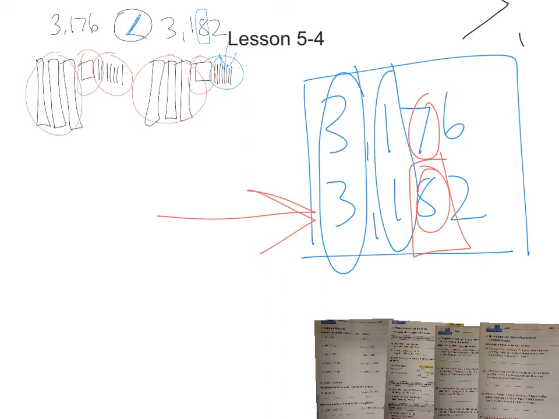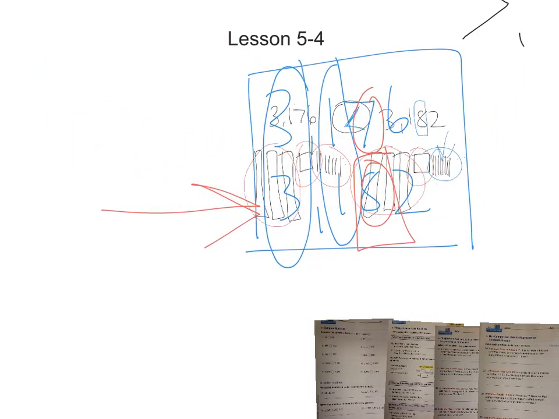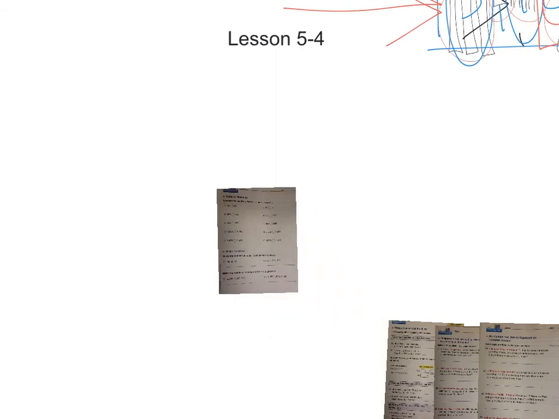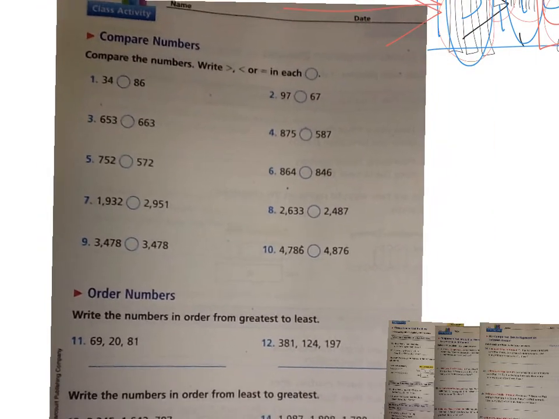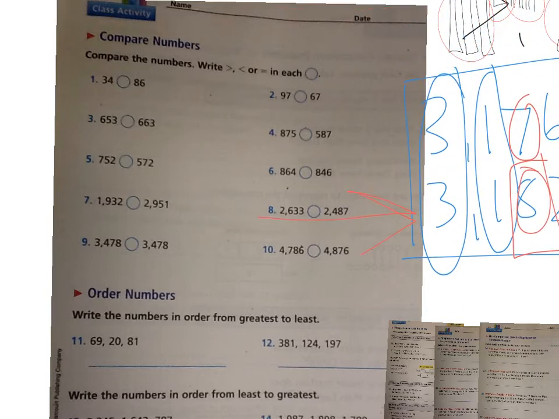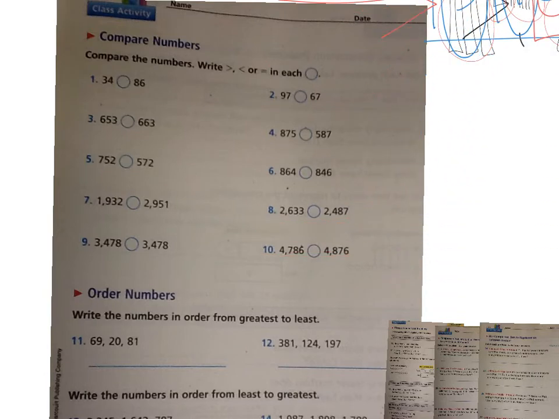Alright, so let's go to our first page. This should be a breeze for you guys. Let's put this out of the way and go to our first page, which is page 271. Basically you're just going to compare numbers, greater than or less than. If you have trouble, then do one of the two methods we talked about: either draw a place value drawing or line them up by place value.